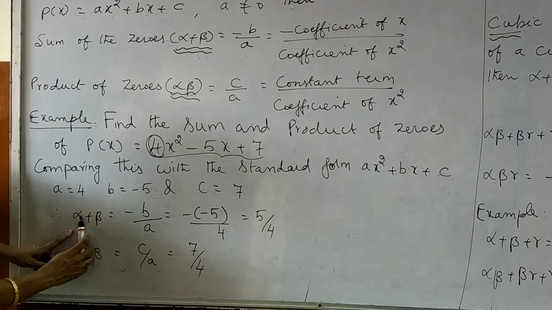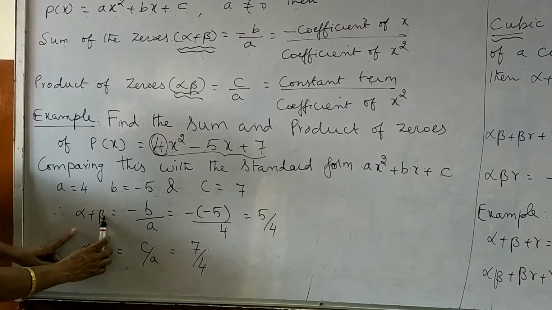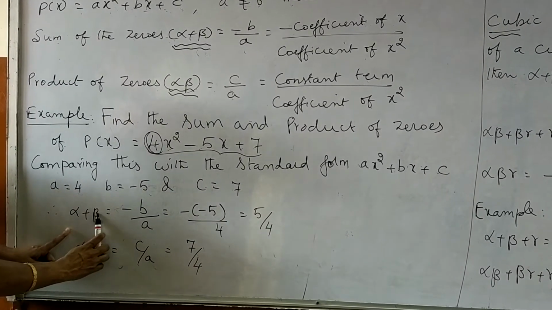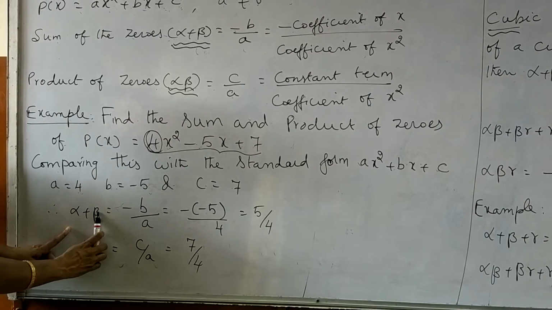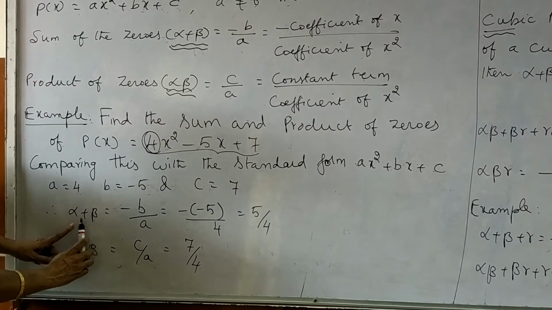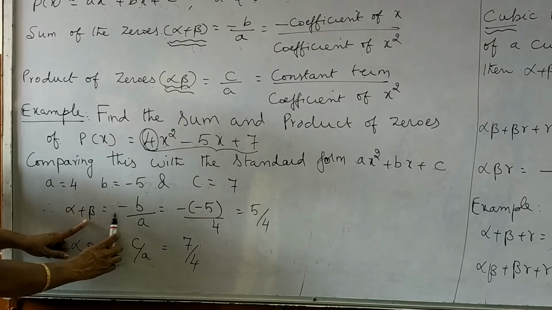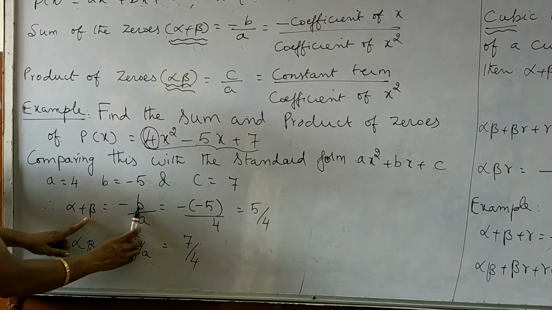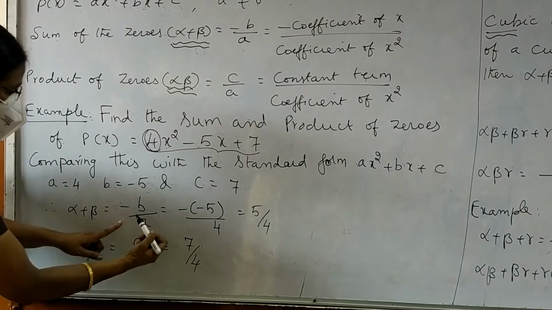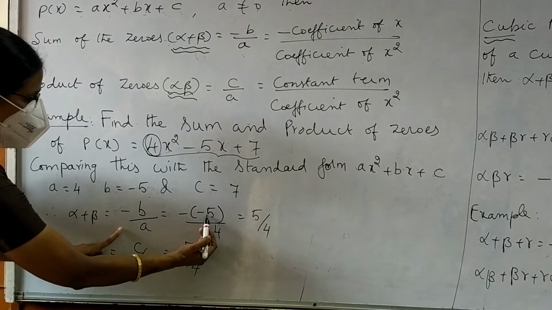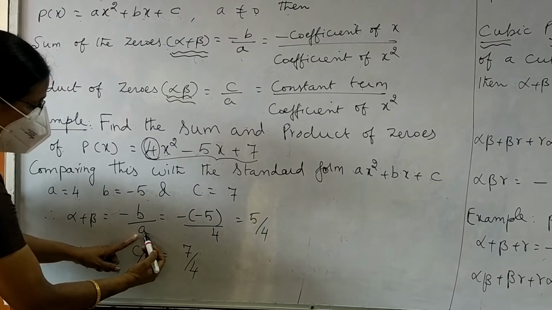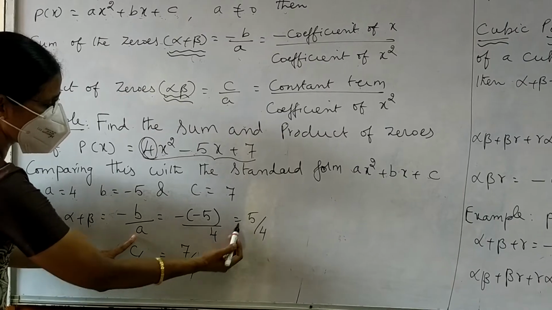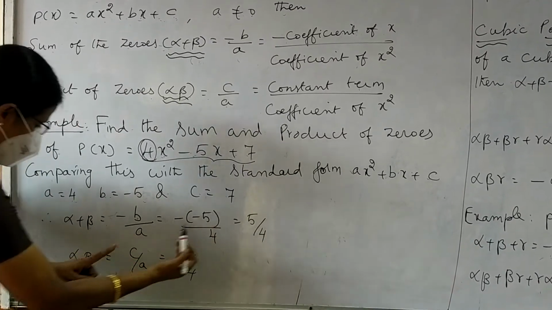We are finding the sum of the zeros. We have assumed the zeros are alpha and beta. We are asked to find out the sum of the zeros. Therefore, plus is taken. Alpha plus beta is minus b upon a. This is the result to calculate. So, in the place of b, we have substituted minus 5. In the place of a, we have replaced 4. Therefore, we get 5 upon 4.